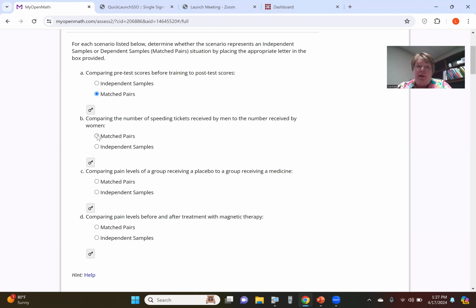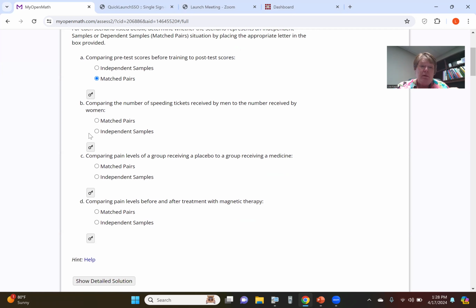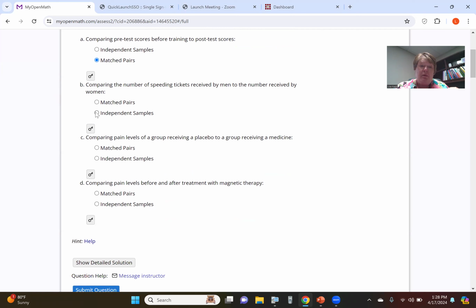D, we're comparing the number of speeding tickets received by men and the number received by women. That is not matched pairs. Those are two completely independent samples. So it's not matched pairs, it's independent samples. So we would use some other test to run for that data.